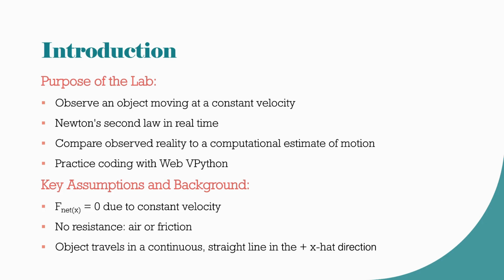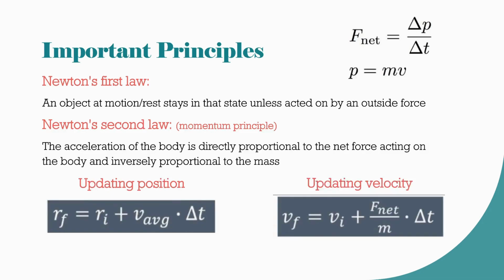Key assumptions in the background: F net of x is 0 due to constant velocity, there's no resistance, either air or friction, and the object, the little car, travels in a continuous straight line in the positive x hat direction. The important principles used in this lab are Newton's first law, that an object in motion or at rest stays in this state unless acted on by an outside force, and in this case it's in motion.